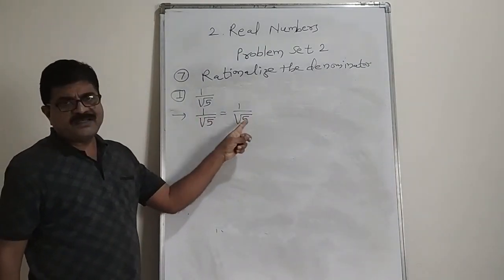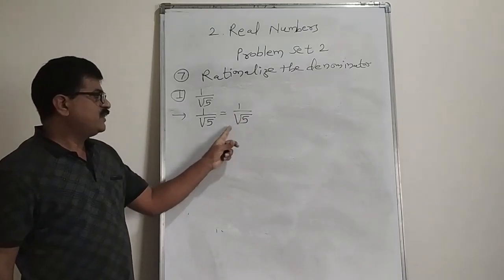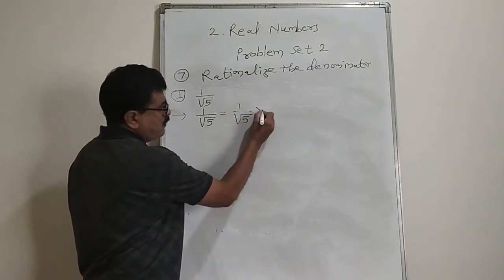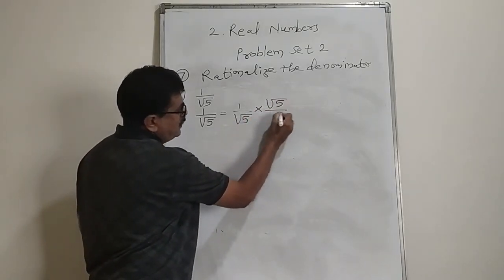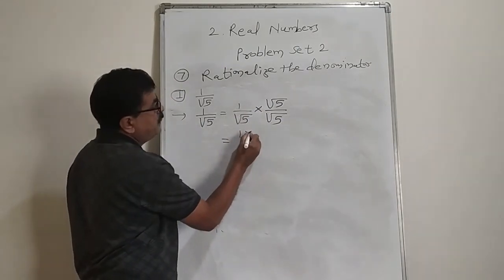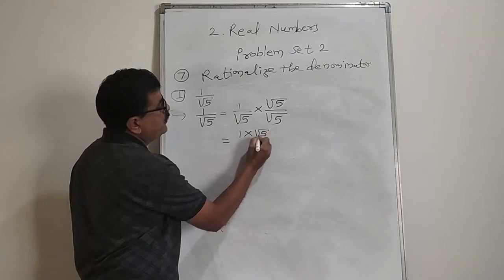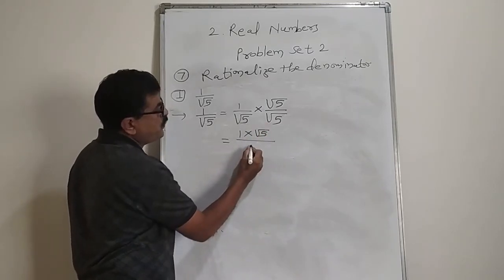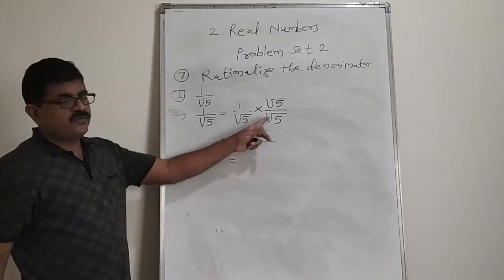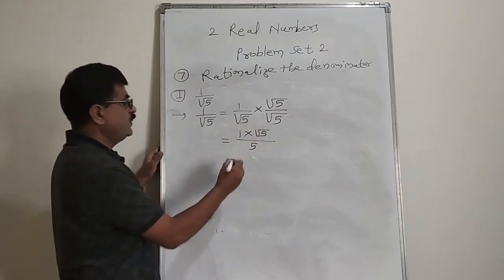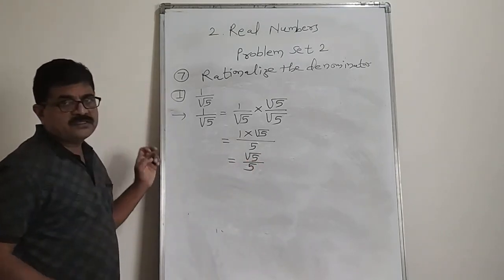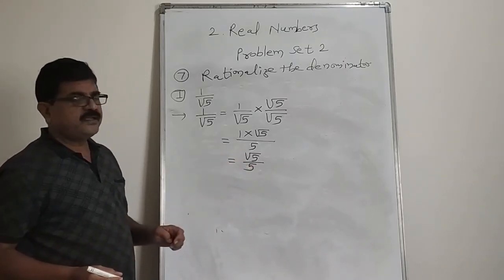We have to rationalize this, which means we have to make the denominator of this a rational number. Therefore, multiplying and dividing by square root 5, is equal to 1 into square root 5 divided by square root 5 into square root 5, which is square root 25, and square root 25 is 5. Therefore, here square root 5 upon 5. Here the denominator is a rational number.